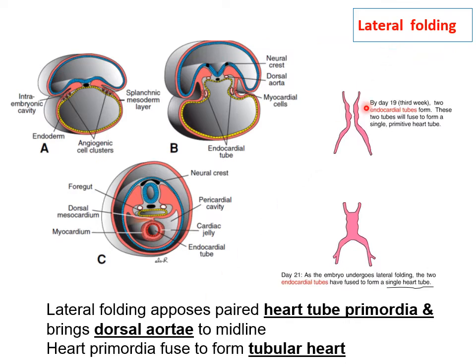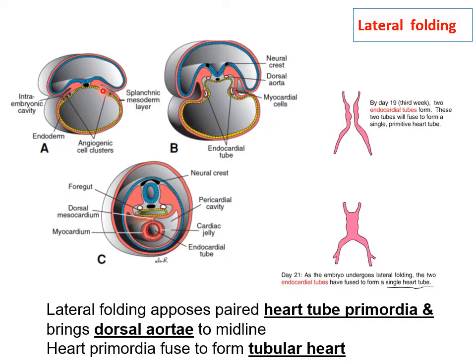Here we are having the two primordia of the heart tubes, the right and left tubes. Both of them will be lateral. If we look at this figure, this is the embryonic disc again, and we have the right and left primordia of the heart tubes.